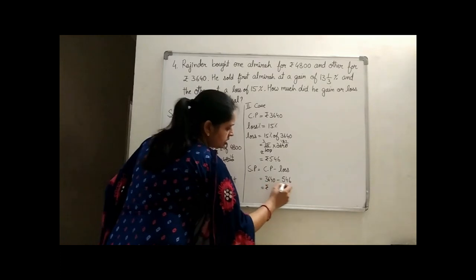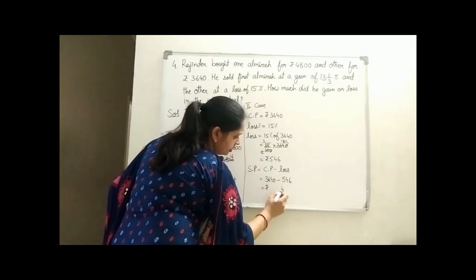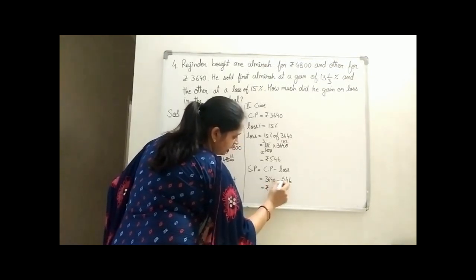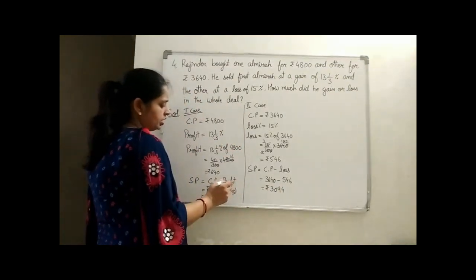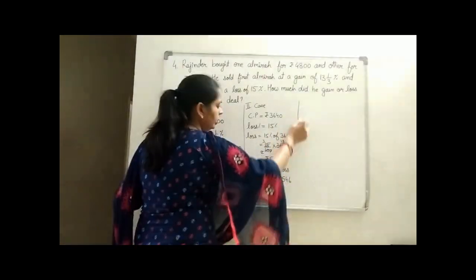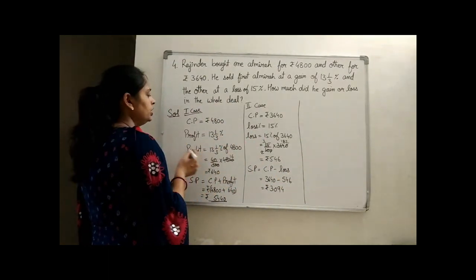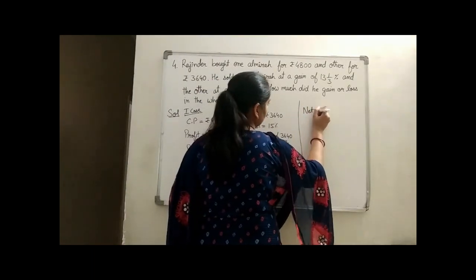How much you will get? Rupees. Selling price will be equal to 10 minus 6 is 4, 3 minus 4, 13 minus 4 is 9, 5 minus 5 is 0 and 3. 3094 is the selling price. Now, in the whole transaction, whether he is getting a profit or loss, for that we need to find the net cost price. What is the net cost price?